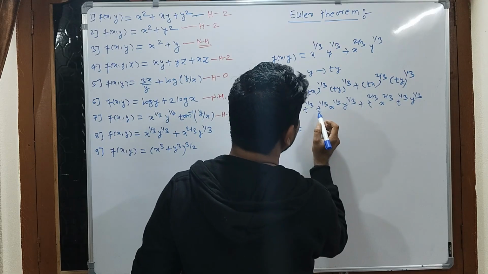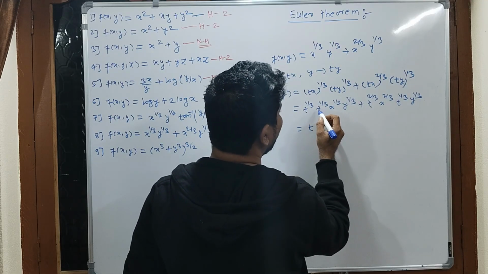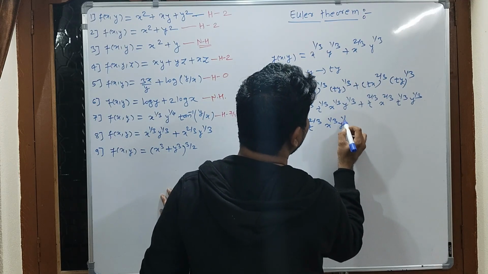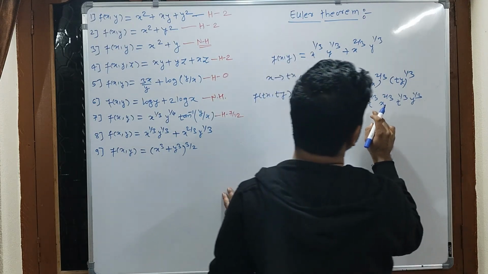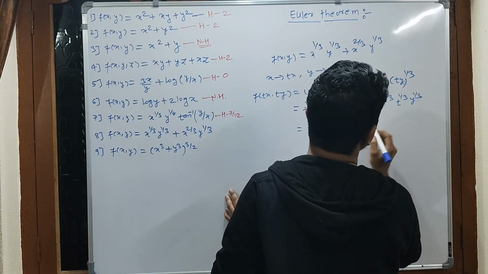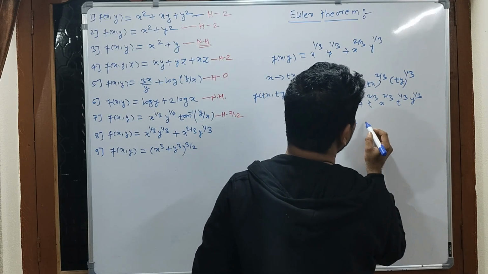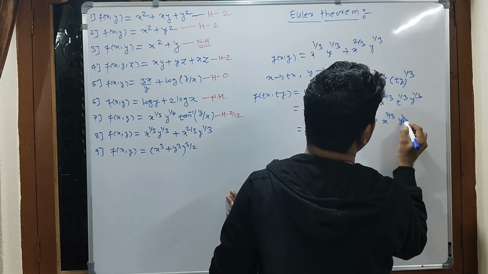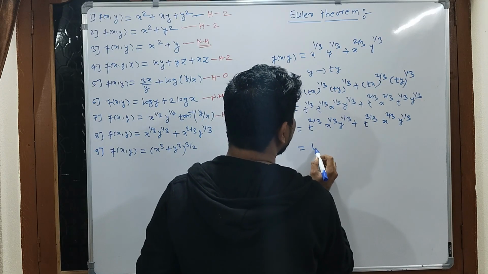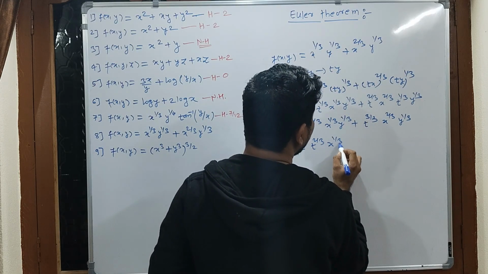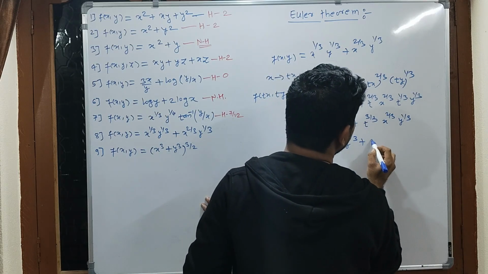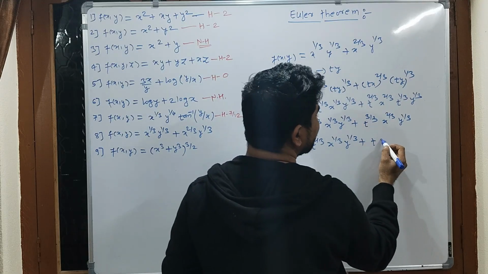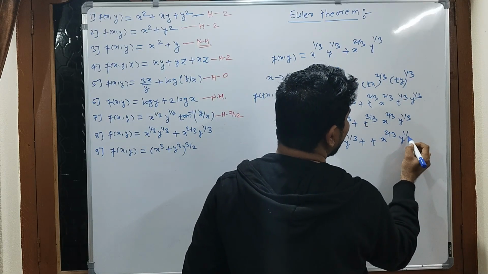Now just observe one thing: t to the power 1 by 3 plus 1 by 3 is 2 by 3, times x to the power 1 by 3 and y to the power 1 by 3, plus t to the power 2 by 3 times t to the power 1 by 3, which becomes t to the power 3 by 3, times x to the power 2 by 3 and y to the power 1 by 3. So this equals t to the power 2 by 3, x to the power 1 by 3, y to the power 1 by 3, plus t to the power 1, x to the power 2 by 3 and y to the power 1 by 3.